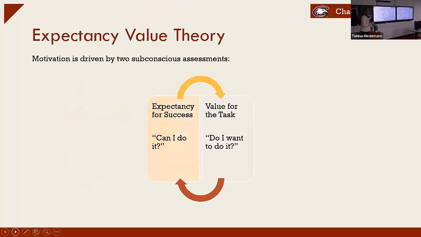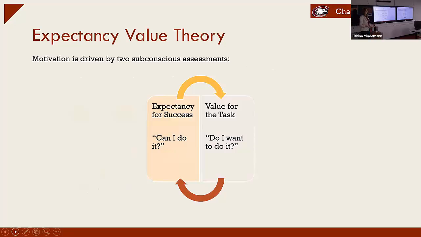Expectancy value theory basically just says that motivation is driven by 2 subconscious assessments. The first is, can I do this? We call that expectancy for success. Am I going to be successful? And then the other side is the value for the task. Do I want to do this? Is this something that I value enough to do? And if either of these is 0, then students will not be motivated.